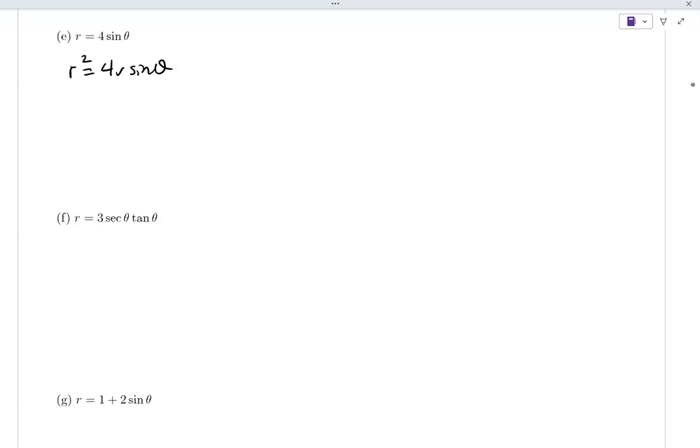Now what can we plug in for r squared? X squared plus y squared. And then what goes in for r sine theta? 4y. Good, 4y. So we get x squared plus y squared equals 4y in this case. Is that okay?